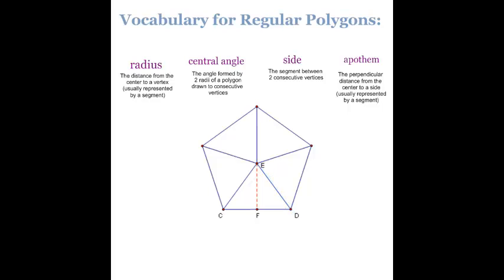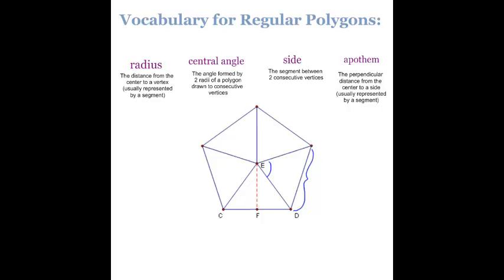The central angle is the angle formed by two radii of a polygon, and that means we're looking at two radii that are consecutive. So for instance, this would be a central angle of the polygon. This would not be a central angle of the polygon. A side is the segment between two consecutive vertices. This represents a side of the polygon.